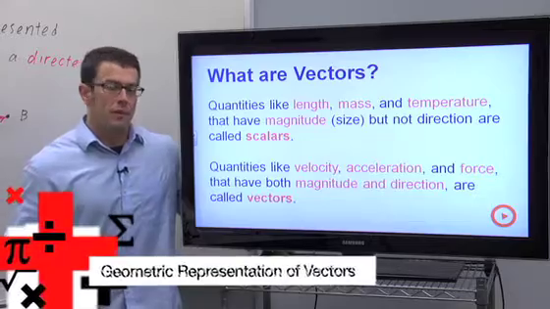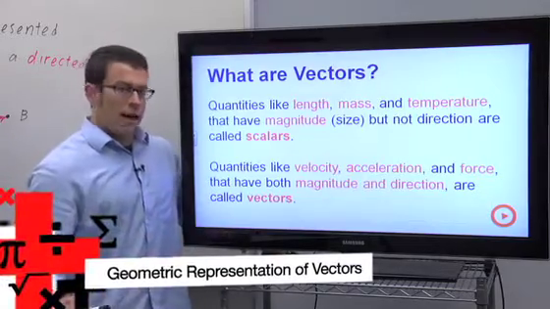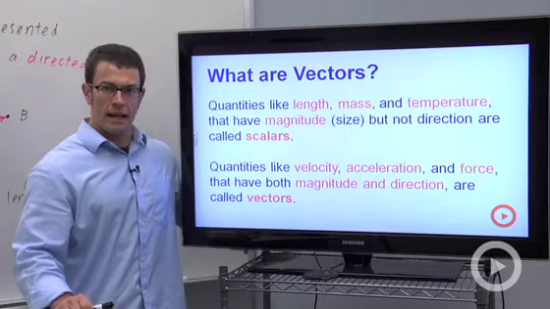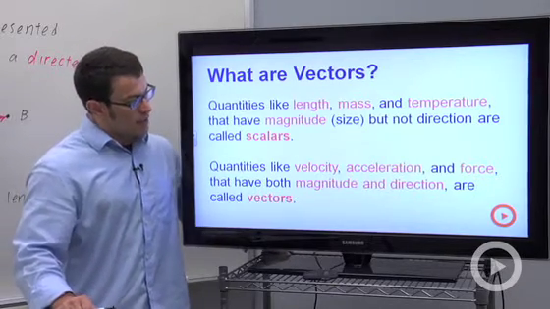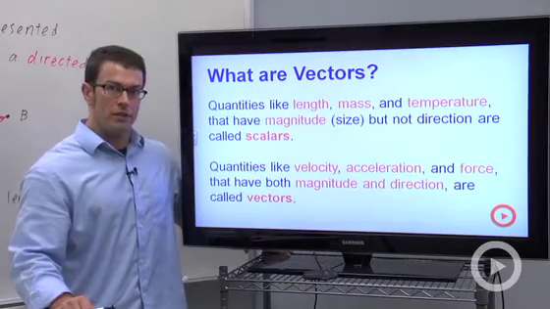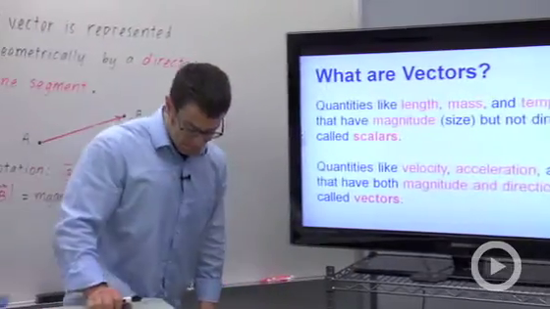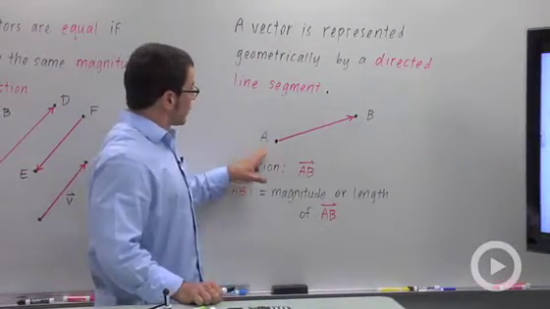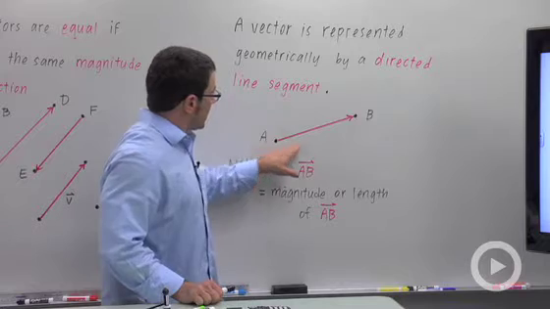What is a vector? Quantities like length, mass, and temperature that have magnitude but not direction are called scalars. But quantities like velocity, acceleration, and force that have magnitude and direction are called vectors. Now in mathematics, a vector is represented geometrically by a directed line segment, like this one, AB.